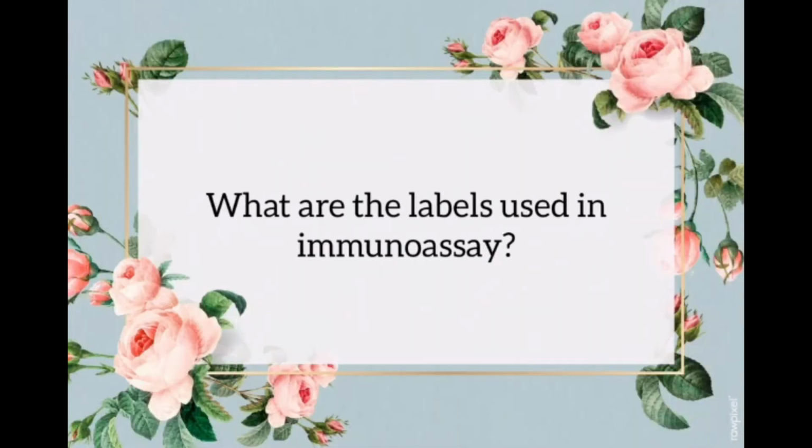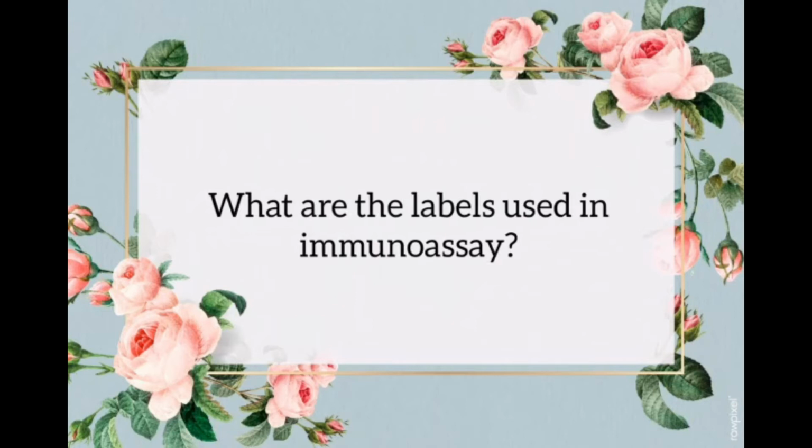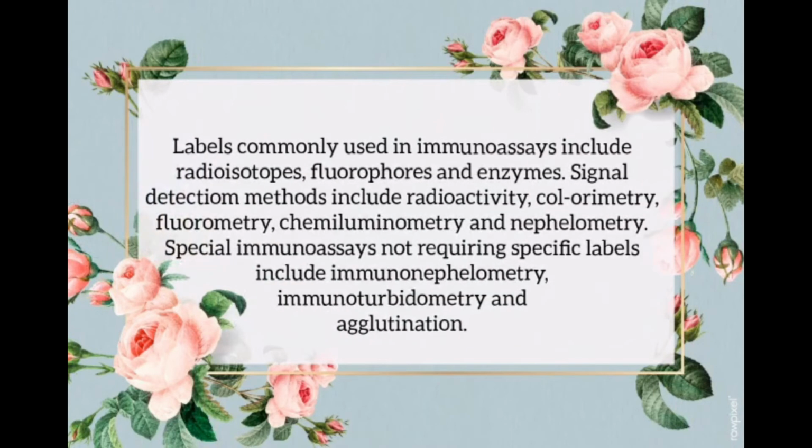What are the labels used in immunoassay? Labels commonly used in immunoassays include radioisotopes, fluorophores, and enzymes. Signal detection methods include radioactivity, colorimetry, fluorometry, chemiluminometry, and nephelometry. Special immunoassays not requiring specific labels include immunonephelometry, immunoturbidimetry, and agglutination.